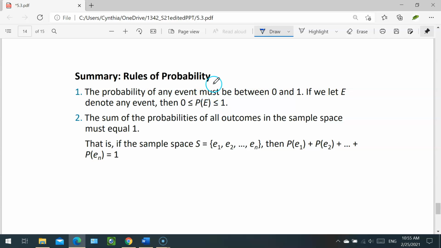Now we summarize the rules of probability. The probability of any event must be between 0 and 1. If we let E denote any event, the probability of the event E must be between 0 and 1. It could be equal to 0, could be equal to 1, but that would be the interval. That's a range. There's no way you get a negative probability. The sum of the probabilities of all outcomes in the sample space must equal 1. That's a probability model. If you sum the whole sample space together, for sure you will get 1.